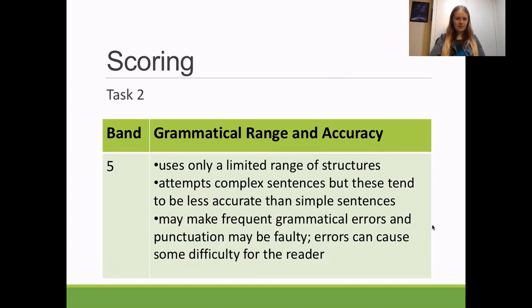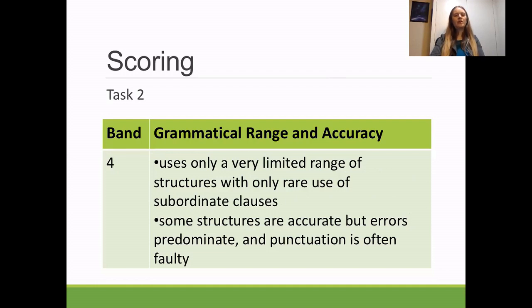A score of 5 would mean that you use a limited range of structures. You try complex sentences, but they're less accurate than your simple sentences. And you might make frequent grammatical errors and punctuation errors, and this can cause the reader to start to be confused.